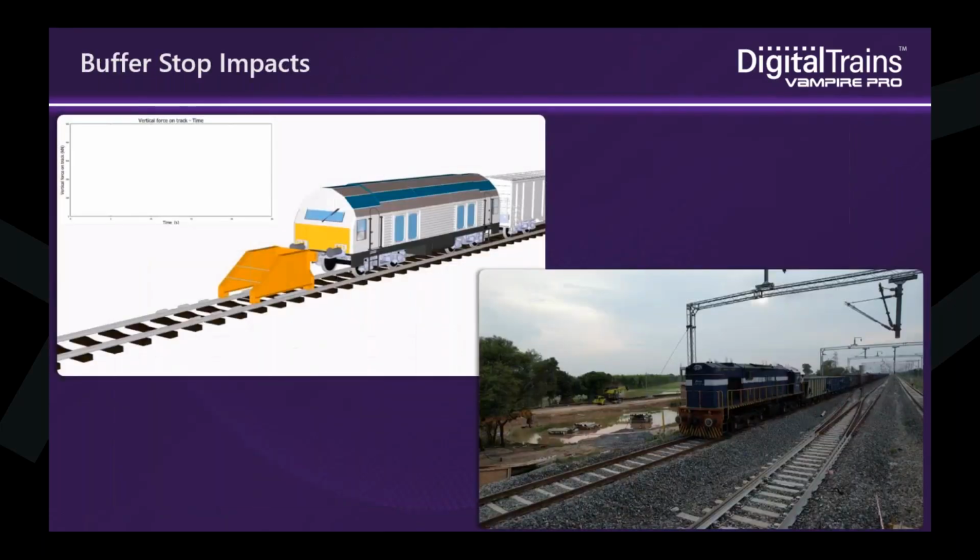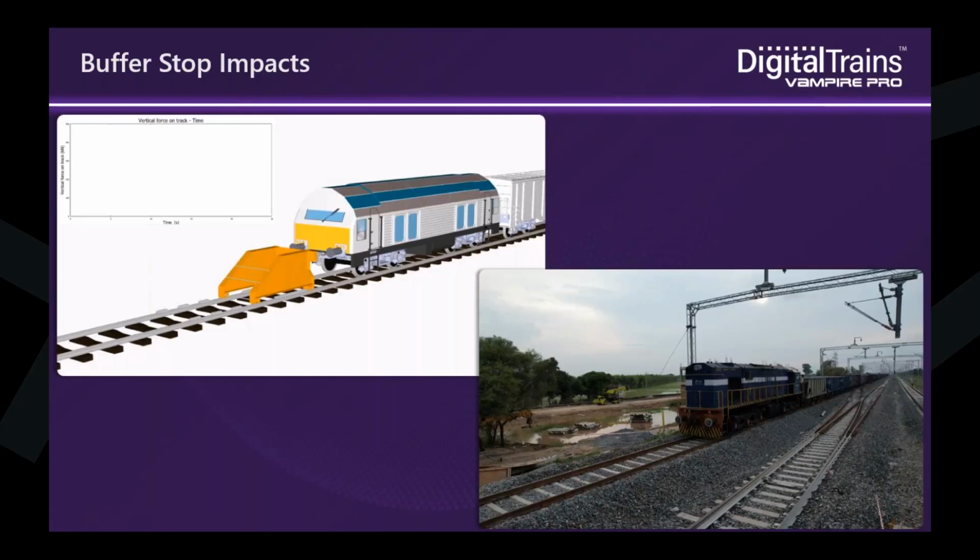And finally, I'd just like to show an example of a buffer stop impact. This particular test is of a mega mass freight train in India's new dedicated freight corridor. These trains consist of 88 wagons and a total train mass of 6,500 tons. This actual test was performed at 10 kilometers per hour, so a 10 kilometer per hour collision into a buffer stop.